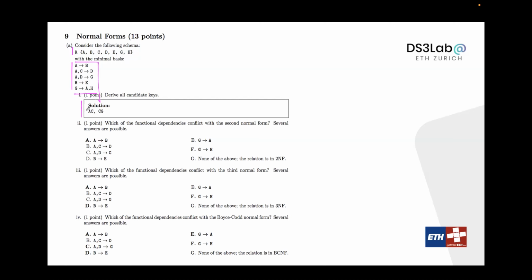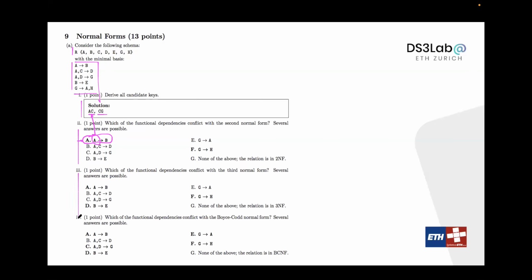Second is whether this design is in second normal form or not. And if it's not, which functional dependency violates the second normal form? In this case, your candidate key is AC. If you look at the first functional dependency, from A to B, B depends on part of the key. So that violates the second normal form. This will be in your answer, and so on and so forth.